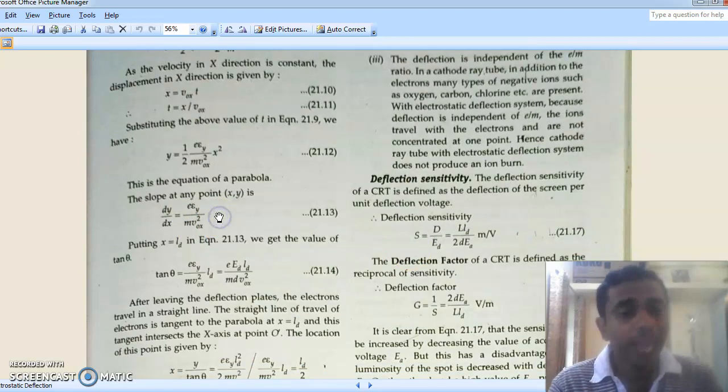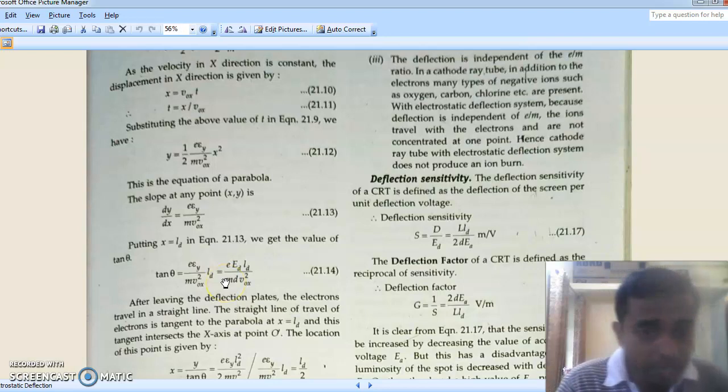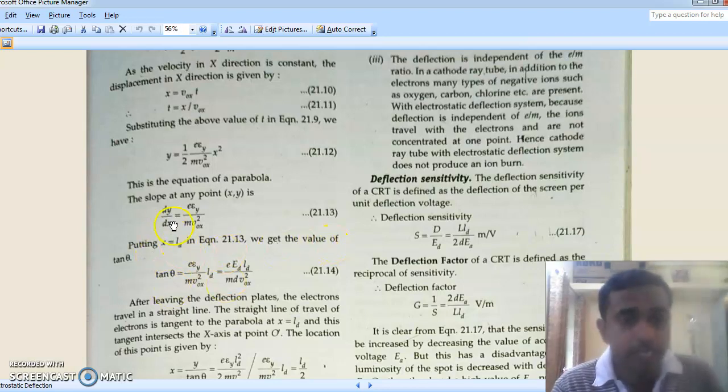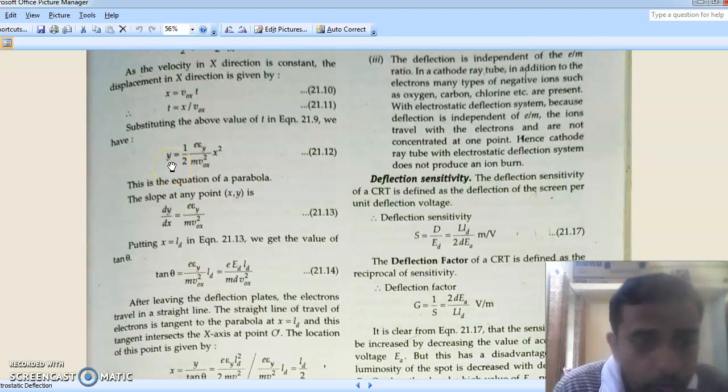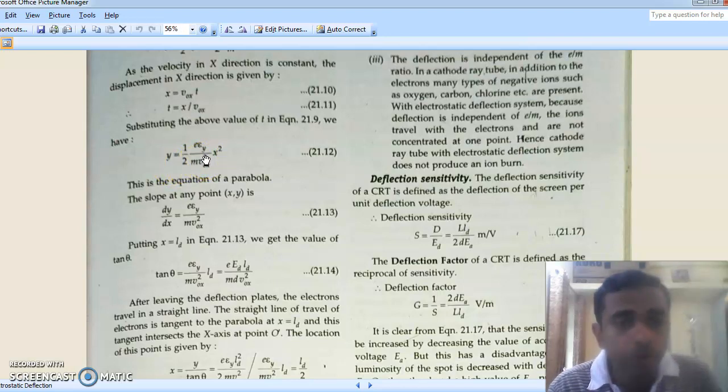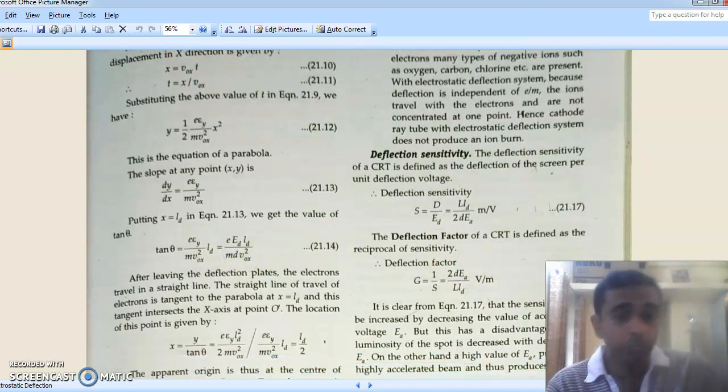Now when x is equal to l_d, that is the total distance in the deflection plates, we can substitute it here, and we get the value for tan theta. So this is my tan theta. If I substitute for x here as l_d, this is what I get. So tan theta is equal to this thing. So dy by dx is nothing but tan theta, and that is the deflection or the orientation of the electron beam.